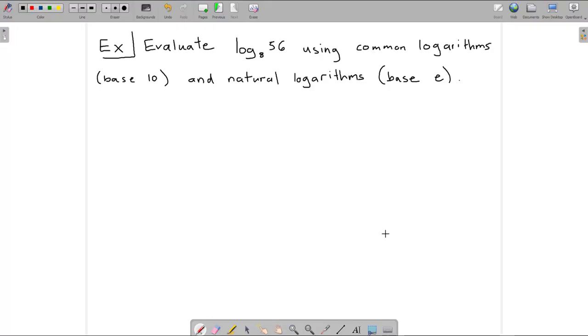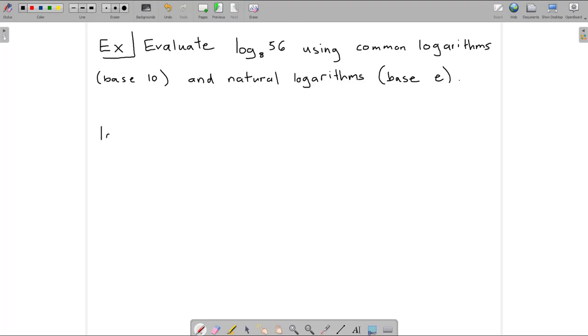So let's go ahead and apply our change of base formula to an example. Evaluate log base 8 of 56 using common logarithms base 10 and natural logarithms base e. We'll do both of these and we should get the same answer. Notice that log base 8 of 56 is asking 8 to what power gives me 56? That's not something simple that we'll be able to solve just by thinking about it in our heads. So we'll want to use a calculator for this.